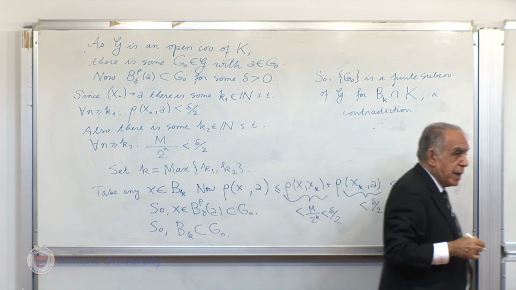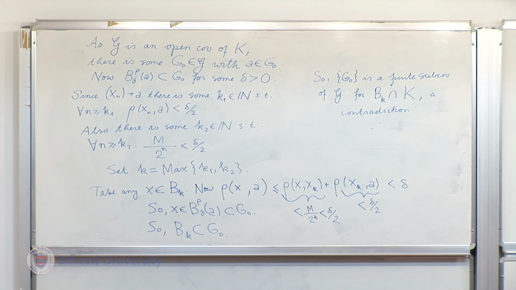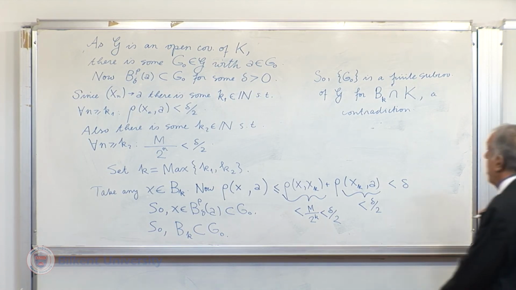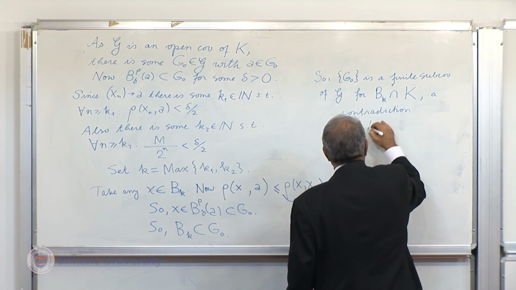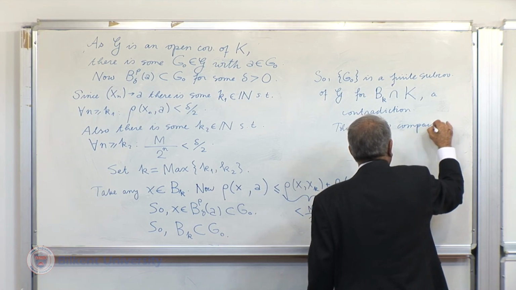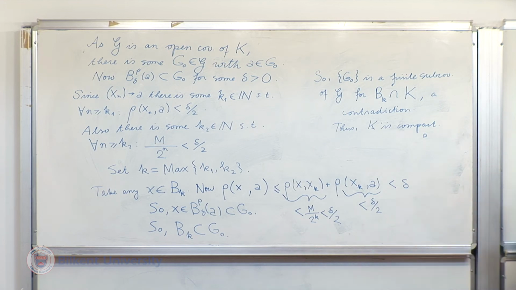Well, we reached this contradiction starting from the supposition that K was not compact, so that supposition must be false. Thus, K is compact. Completing the proof of this. Okay?